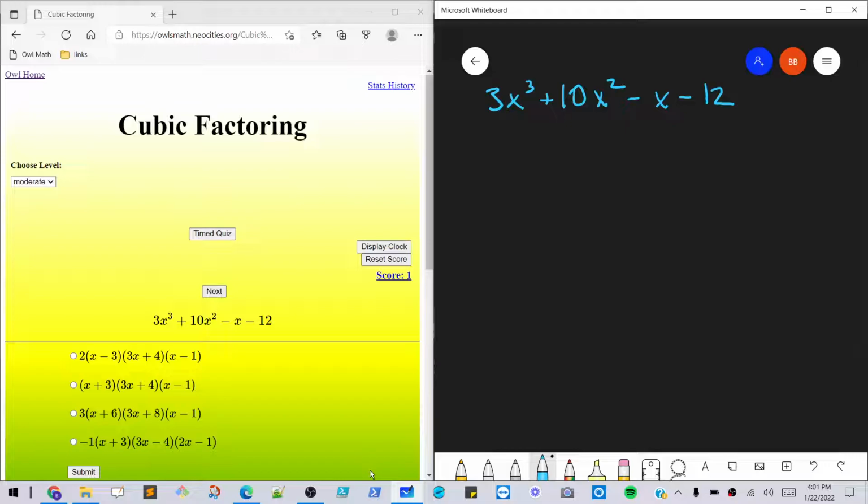But for this video I'm just going to focus on Vieta's formula, and then I can possibly do a similar video on the rational root theorem at another time.